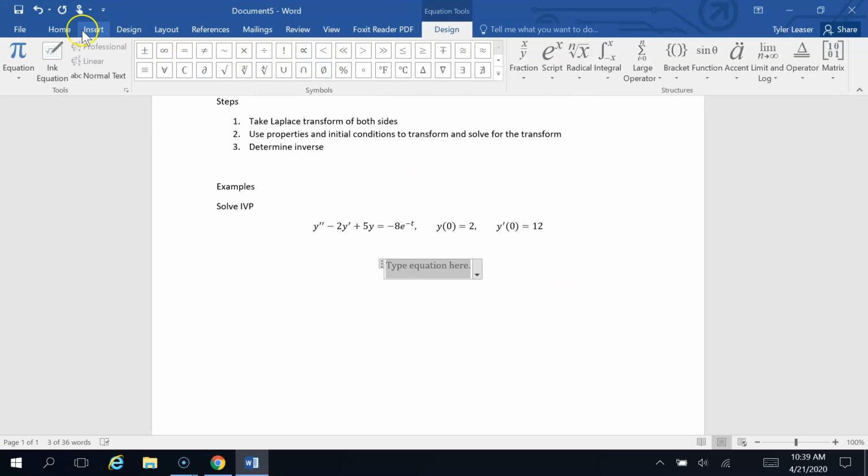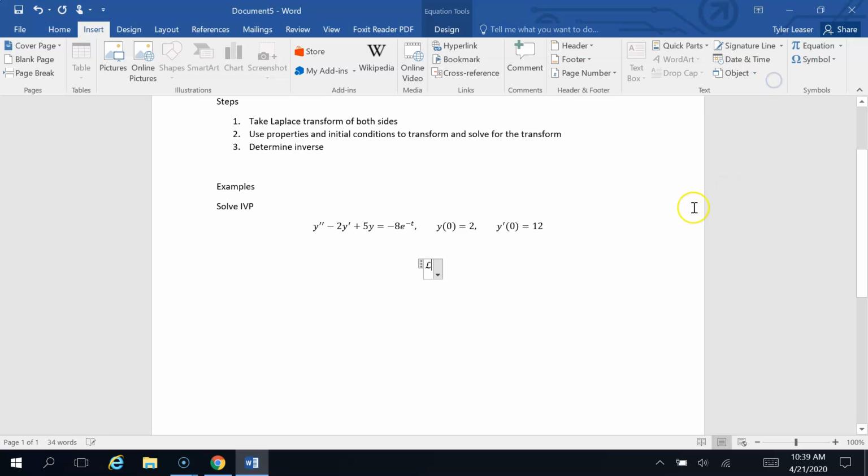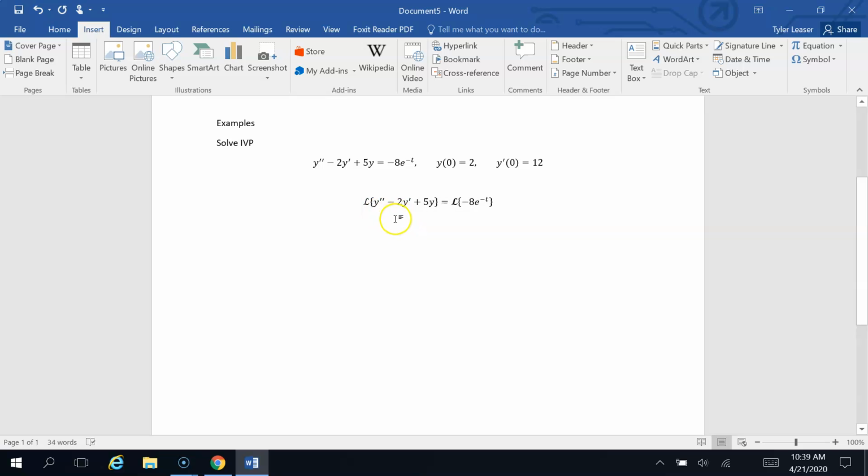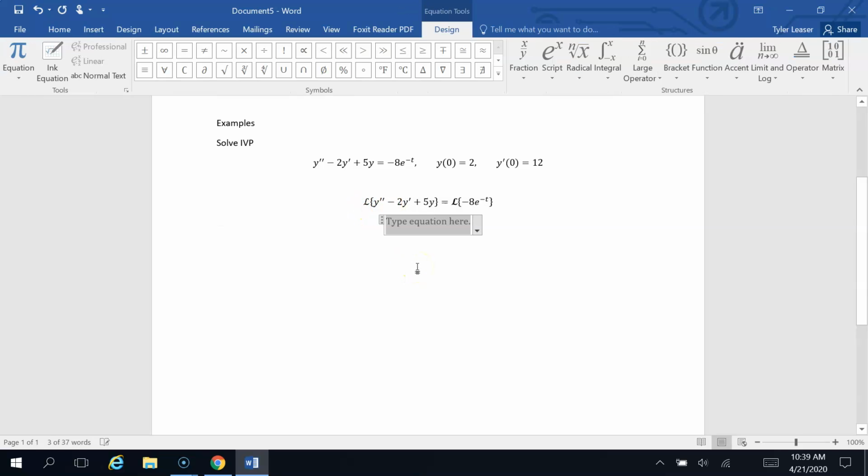So what we're going to do is take the Laplace transformation of both sides. So we're going to do it of the left-hand side. I'll just write it all out. So the Laplace transformation of y double prime minus 2y prime plus 5y, and that's going to equal the Laplace transformation of the right-hand side there, the negative 8 e to the negative t. Okay. Now, we're going to use the linearity principle here, and we're going to take the Laplace transformation of each one of these individually. And when we take the Laplace transformation of the derivatives, we're going to go ahead and write that out using that theorem that we have.